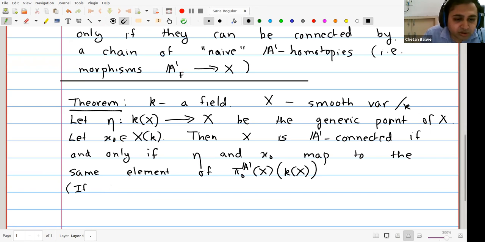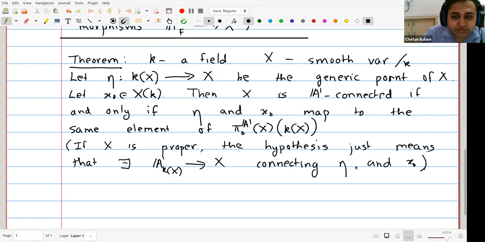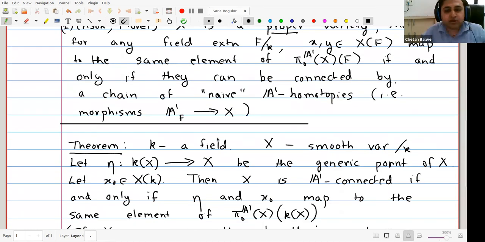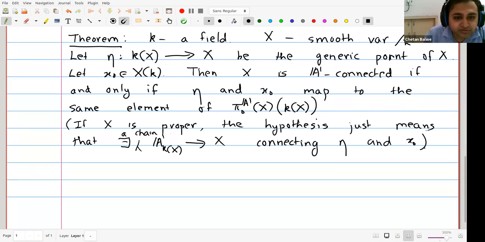But if X is proper, the hypothesis just means that there exists a morphism A1 of K(X) to X connecting eta and x naught. So that is because of this second basic fact which I talked about. And this is what would be a chain of A1s. Yeah, you're right. So there exists a chain.